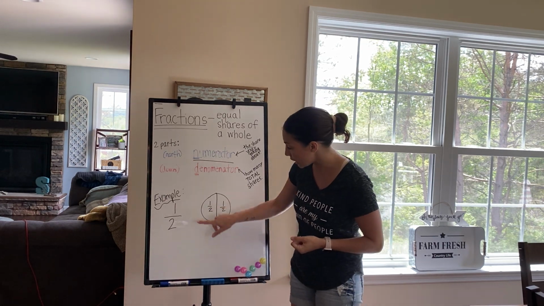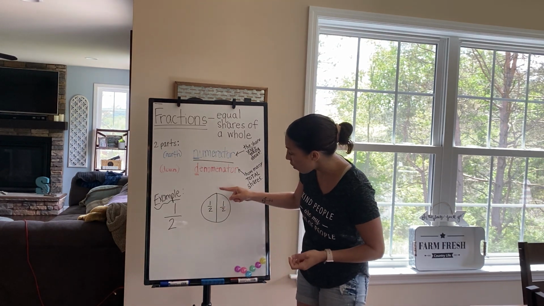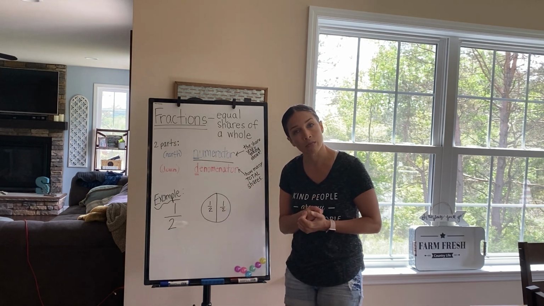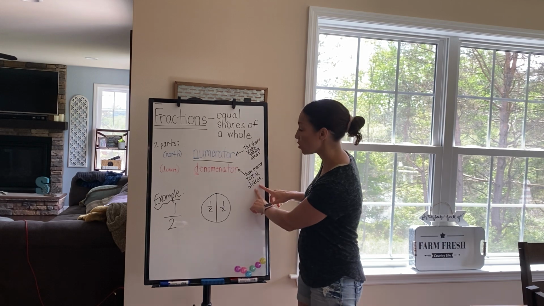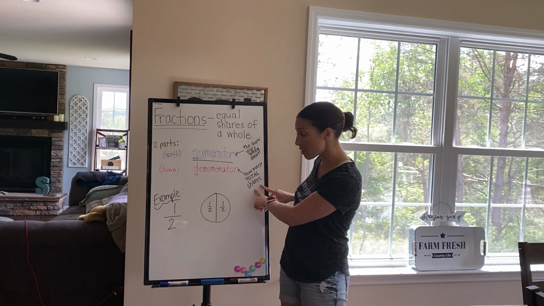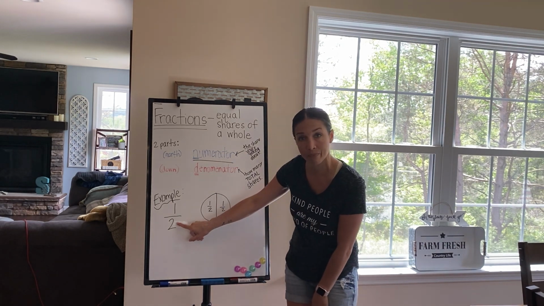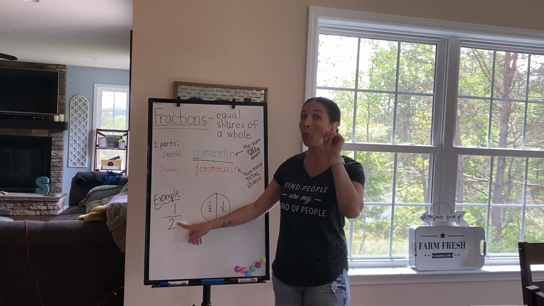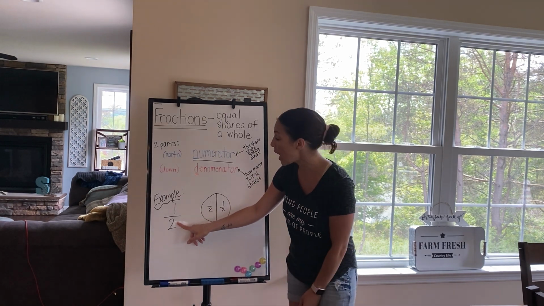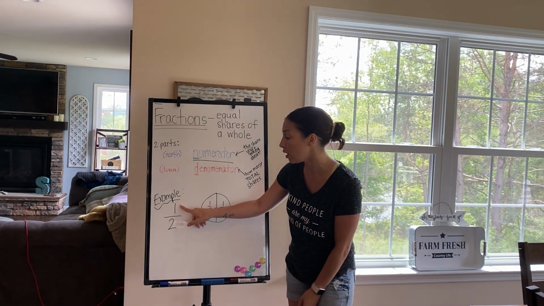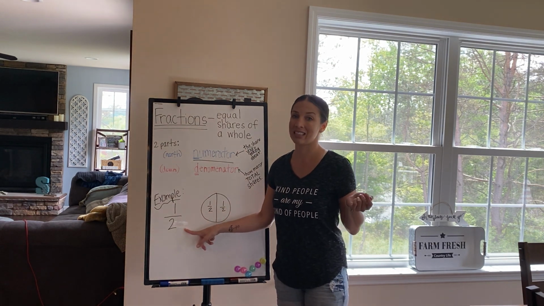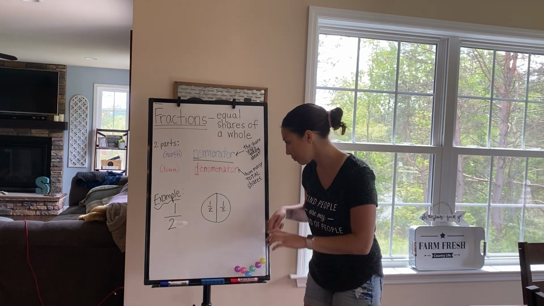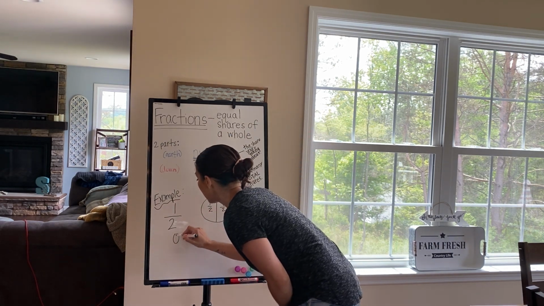I have a circle here, and I have one line in the middle. I have it broken down into two pieces. That's the total number of shares that we have. So that's why that number is on the bottom. If I was just talking about one of those pieces, I would have the fraction 1 over 2. And I'm sure many of you already know what that one is. This is actually called 1/2.